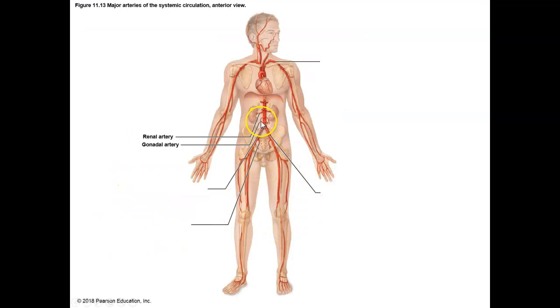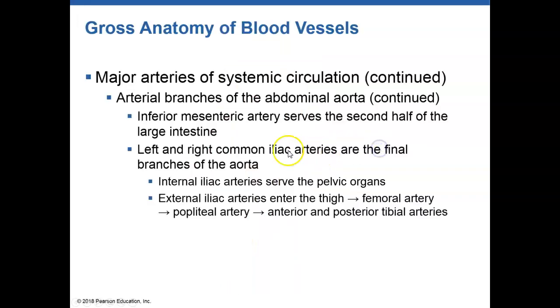So here you can see the renal and the gonadal arteries again, and there again is that inferior mesenteric artery, which we haven't talked about yet. There it is, inferior mesenteric. I knew it was going to come up. It serves the large intestines as well.